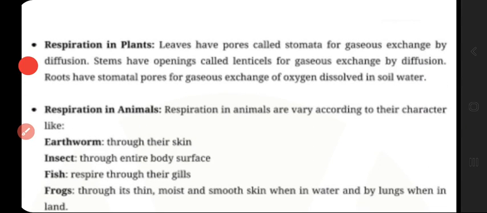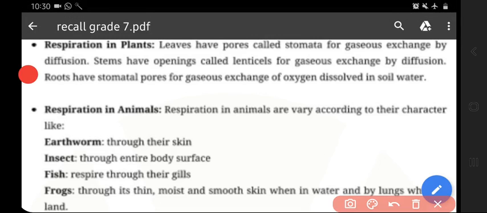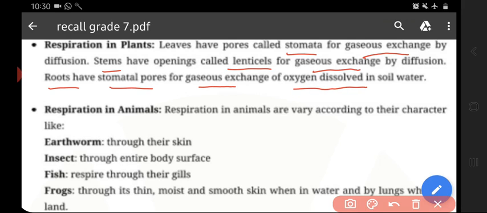Next, it is respiration in plants and animals. In plants, leaves have pores called stomata, which are for gas exchange. And stems have openings called lenticels, which are for gas exchange. And roots have some pores for gaseous exchange, from the oxygen dissolved in the soil water.